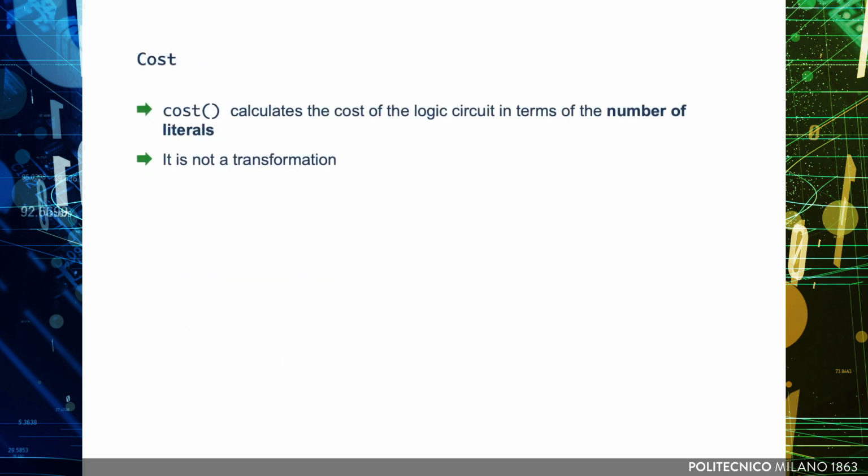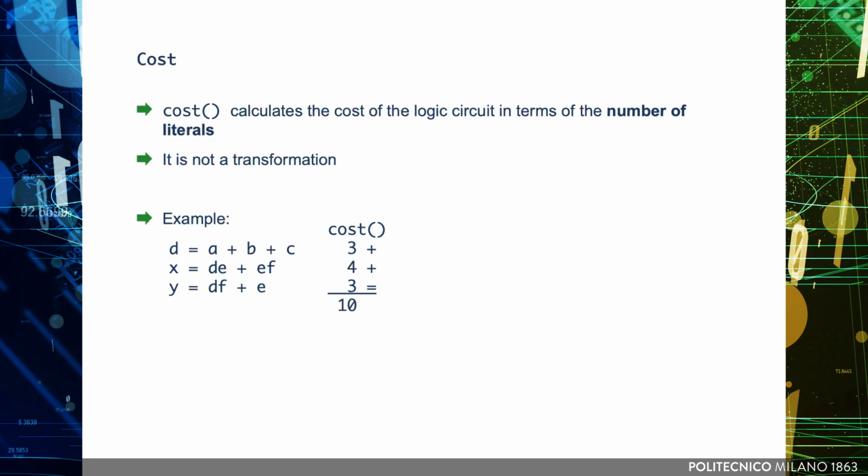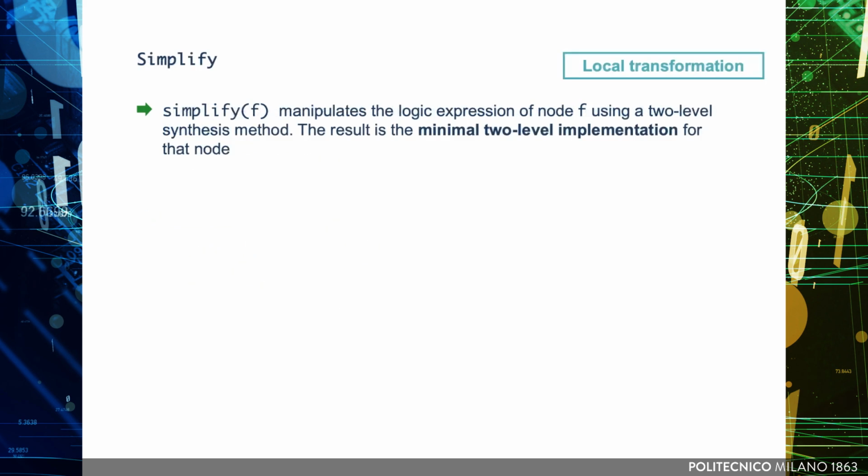The cost operator evaluates the size of a circuit. As we've done before, this cost is estimated using the number of literals. In the example shown here, the total cost is 10, which corresponds to the sum of the literals across the 3 equations. The first local transformation we examine is simplify.